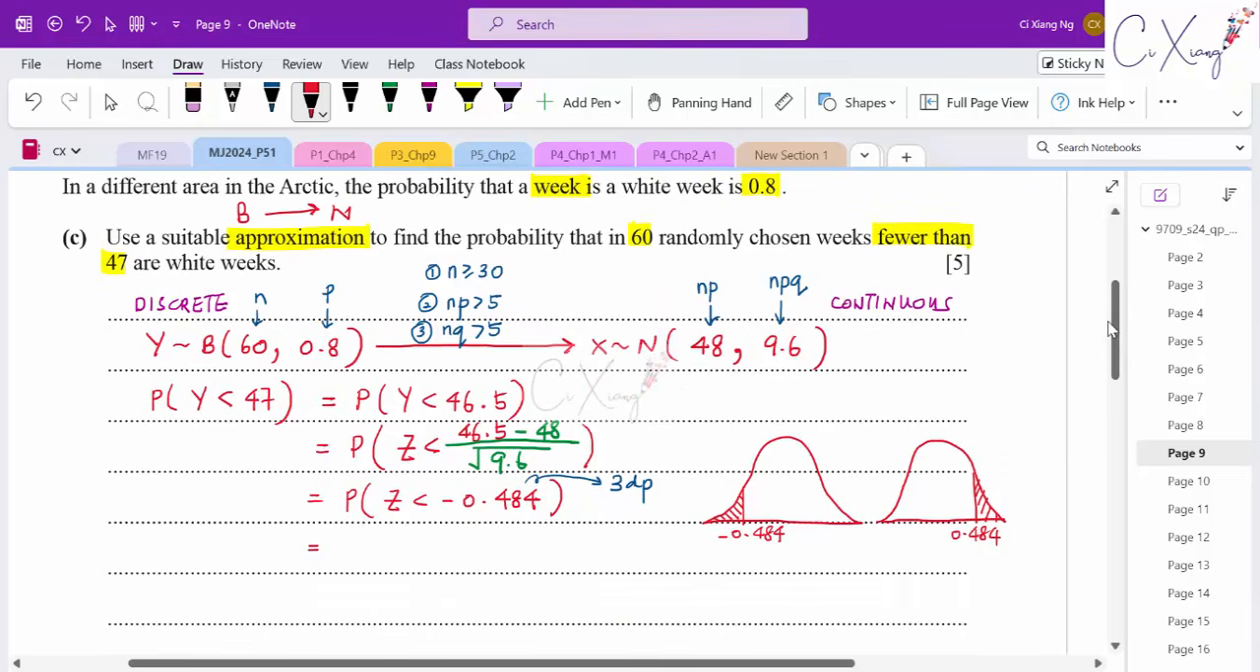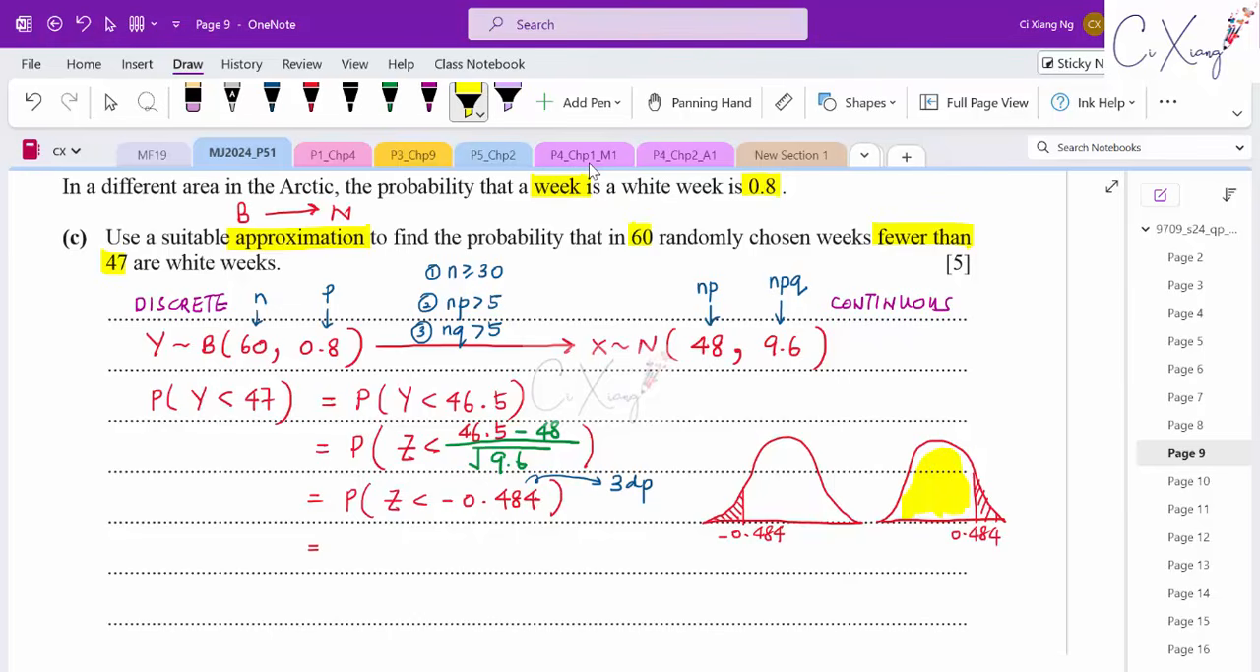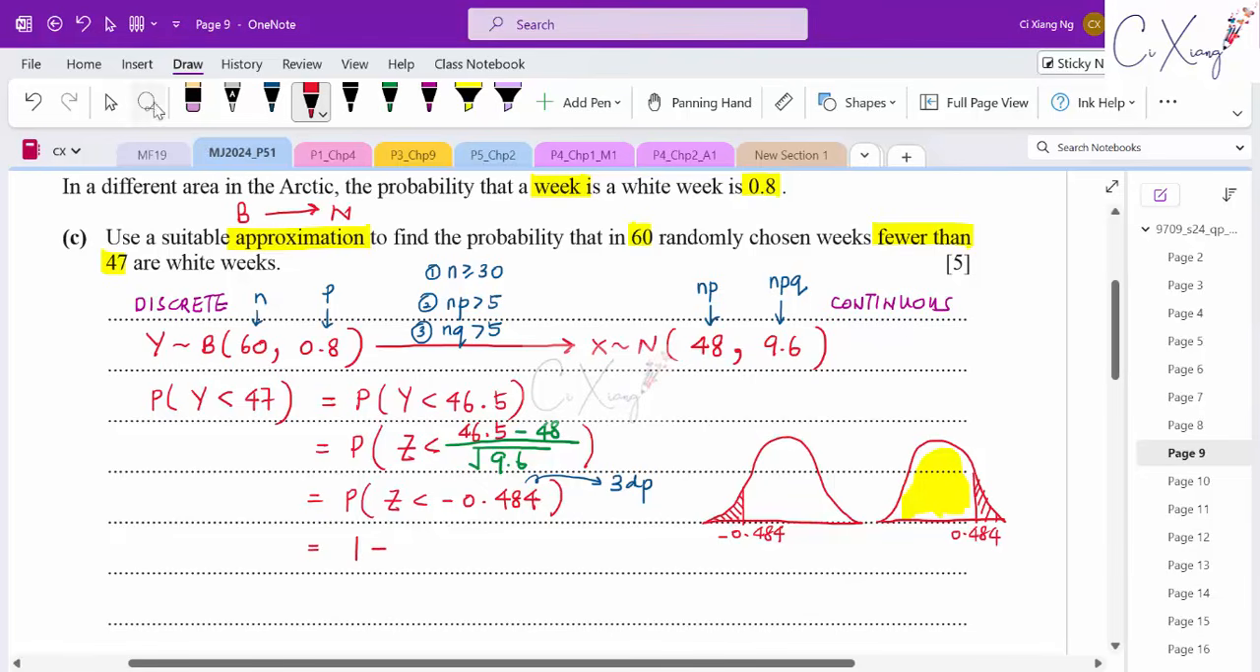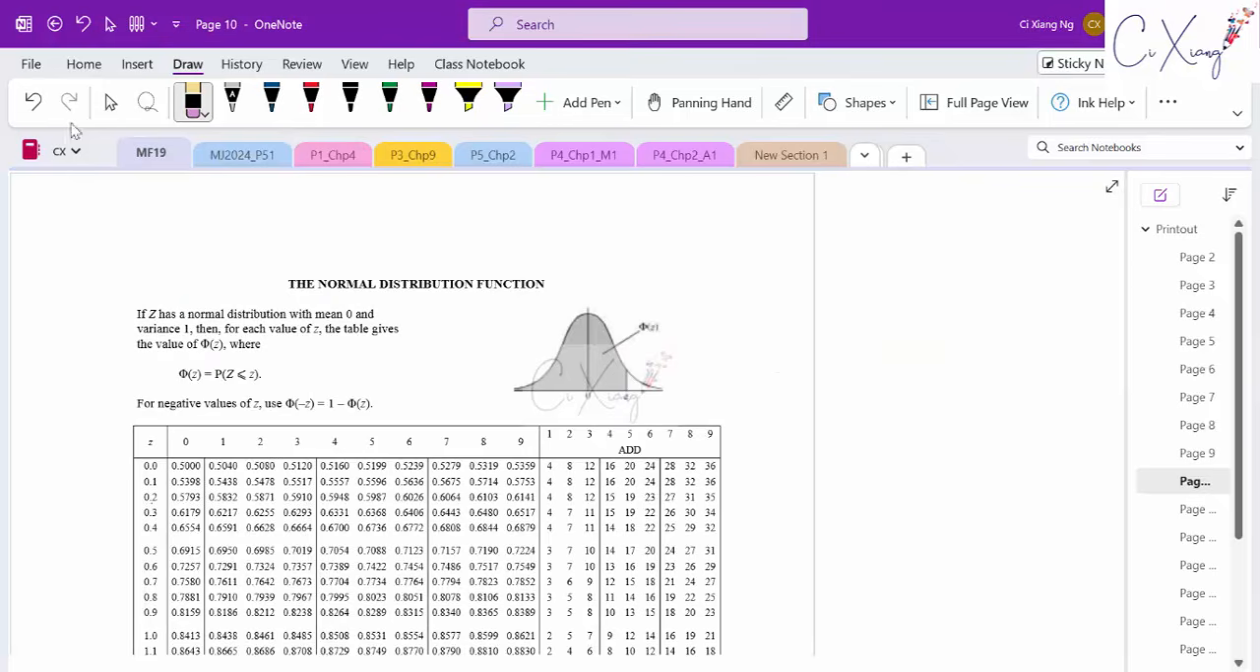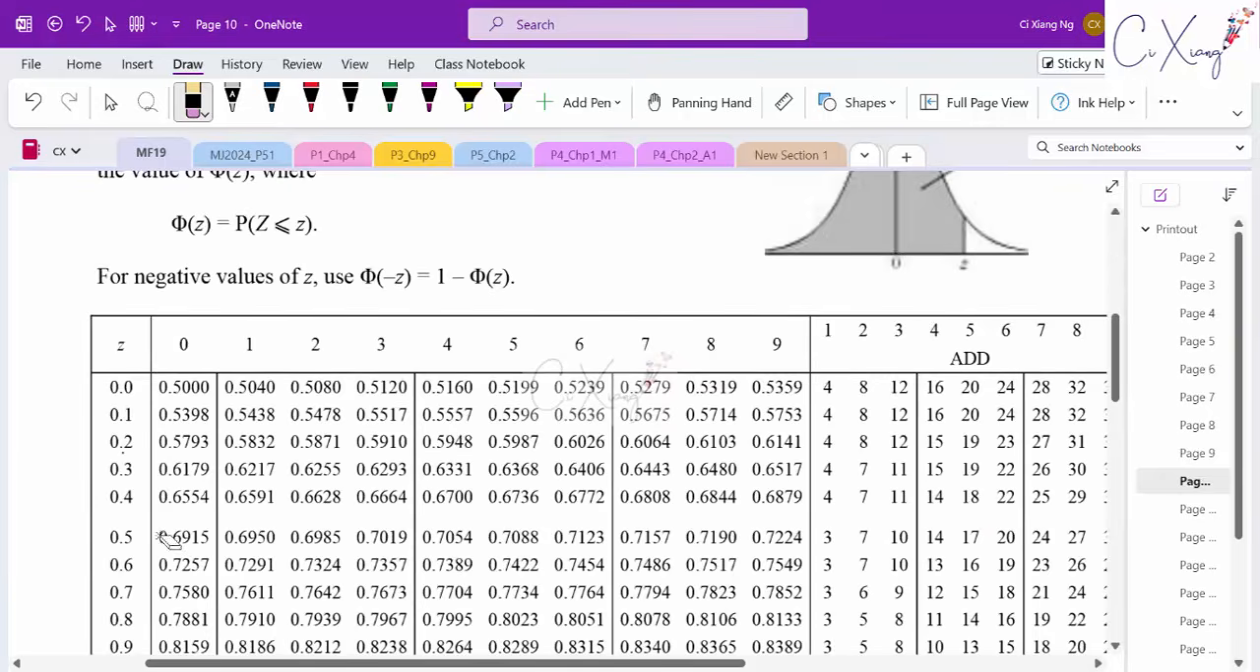So now I have the positive Z already, but in our table, they always provide us with the smaller than area. Like when you look for 0.484, they are looking for smaller than 0.484. And for my question here, I want to get greater than 0.484, right? So you have to take 1 minus the value of 0.484 from the table. So let's go to the table now.